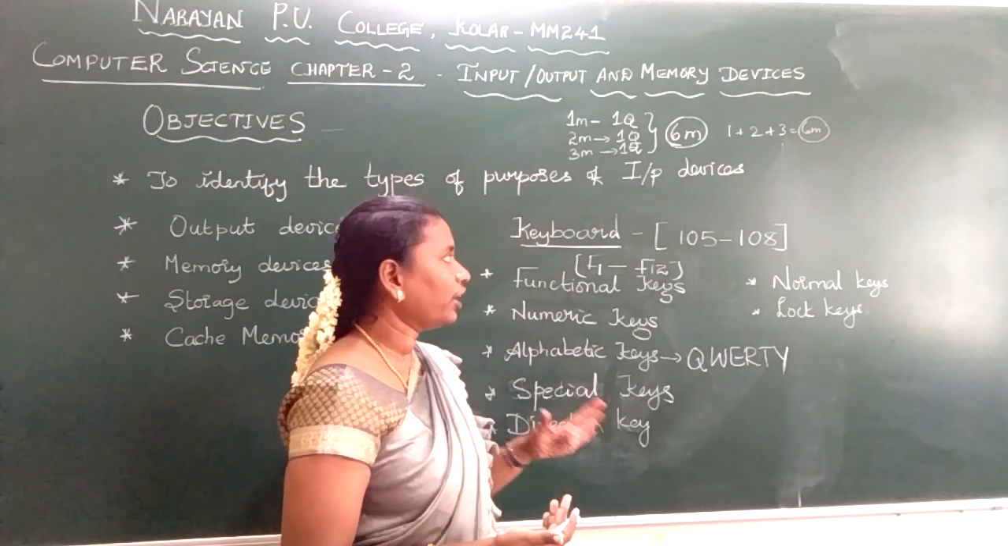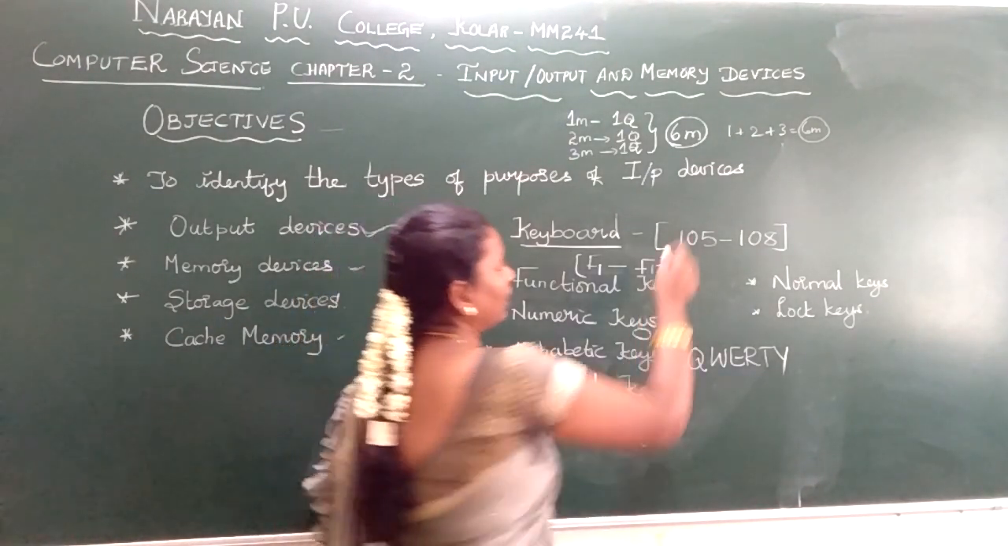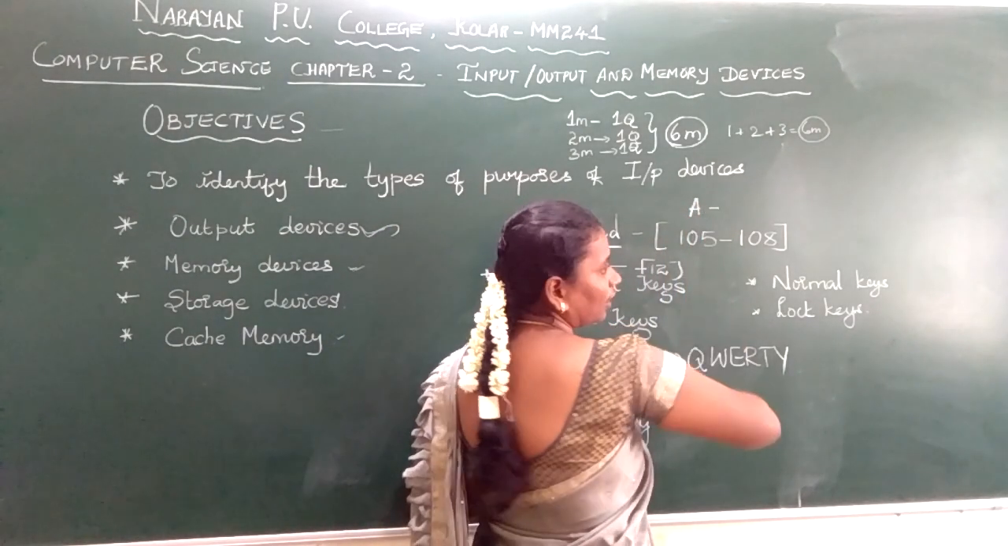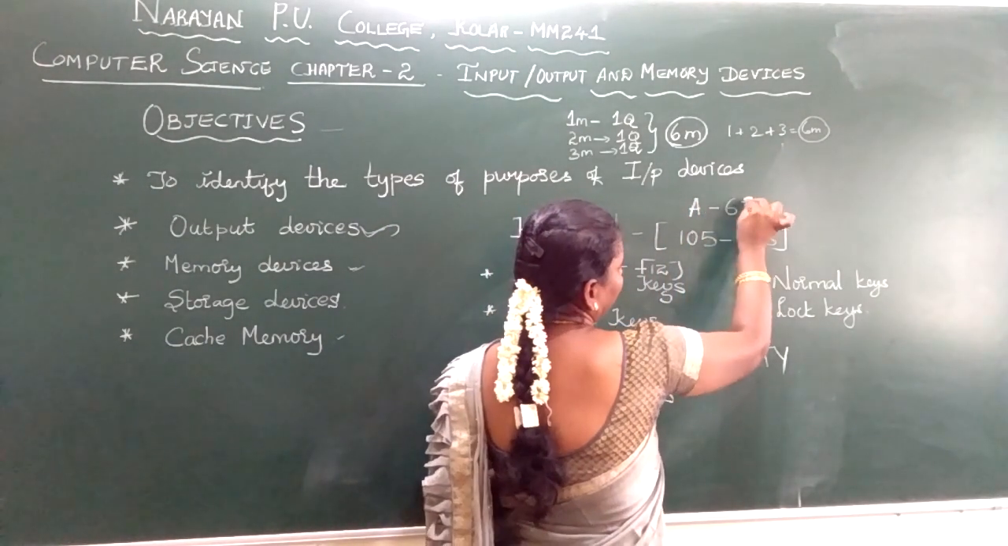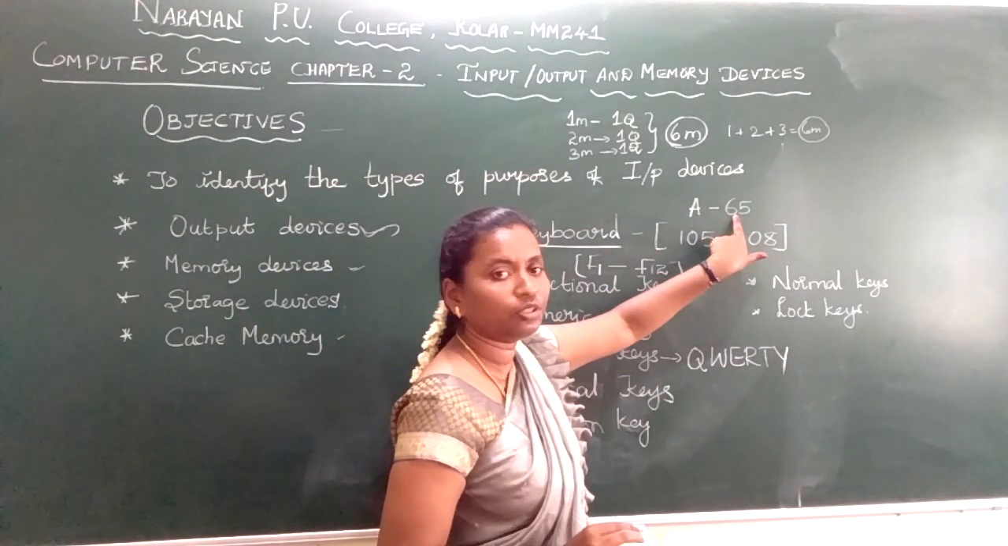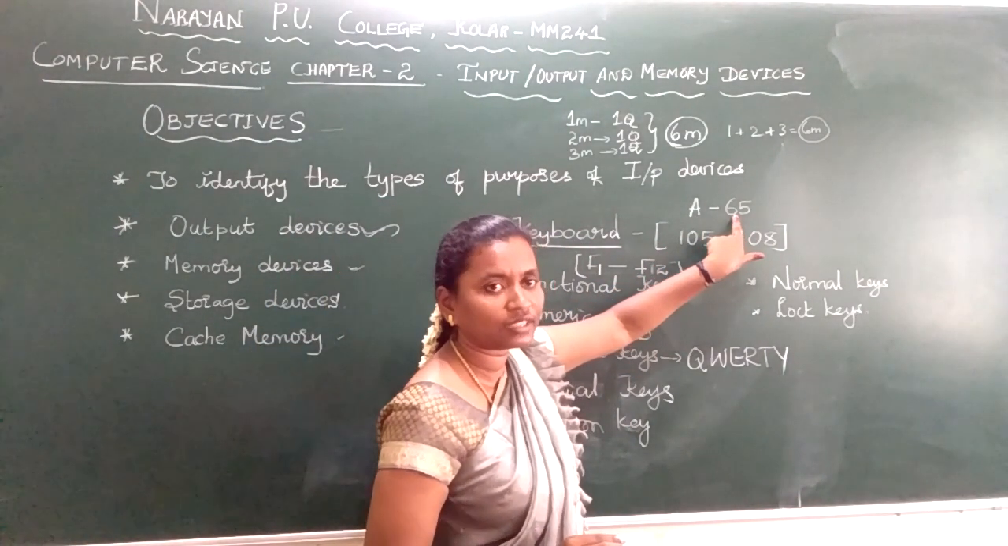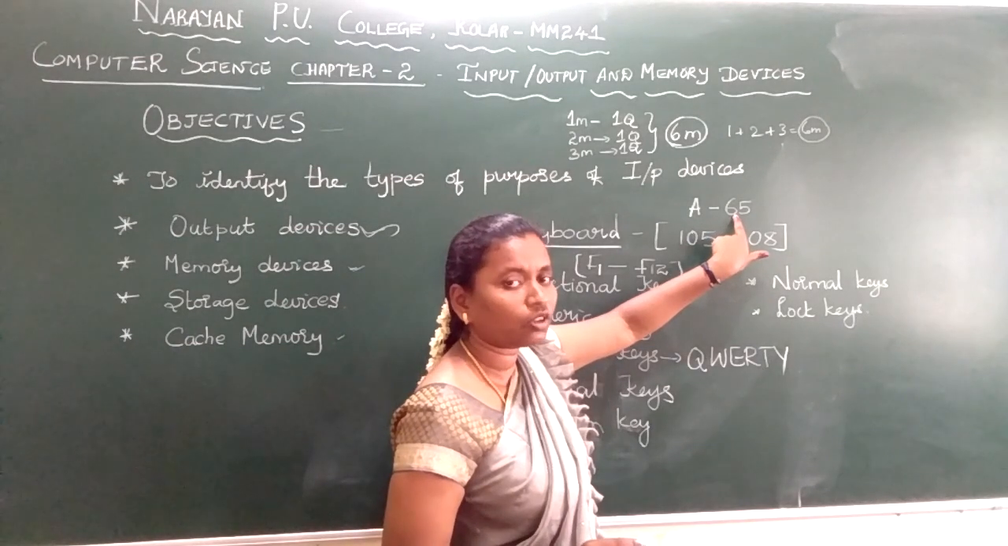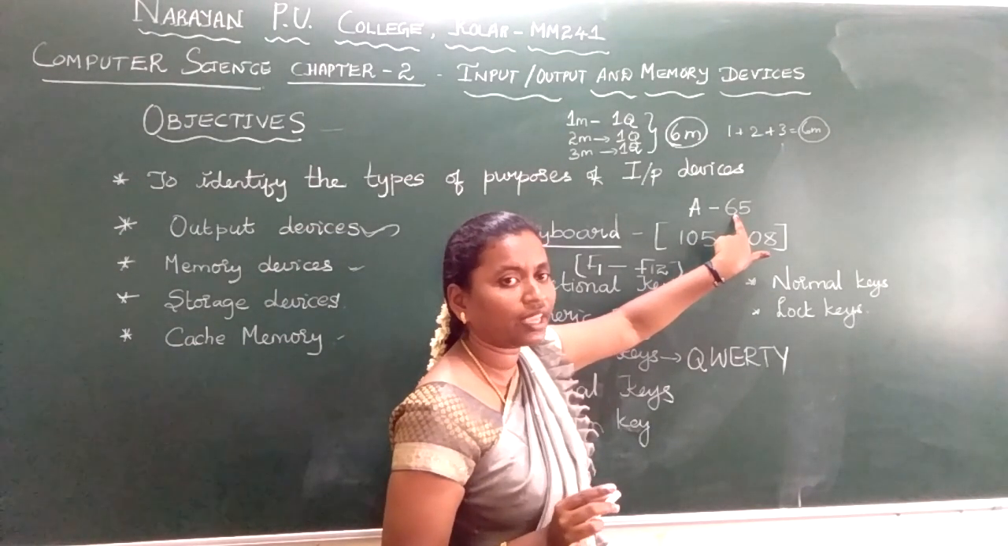I will give you an example. When you press a key, for example A, the ASCII value for capital A is 65. If I press A, it will be converted into an ASCII value. I will tell you what an ASCII value is in your future classes, or you might have discussed it in the first chapter.